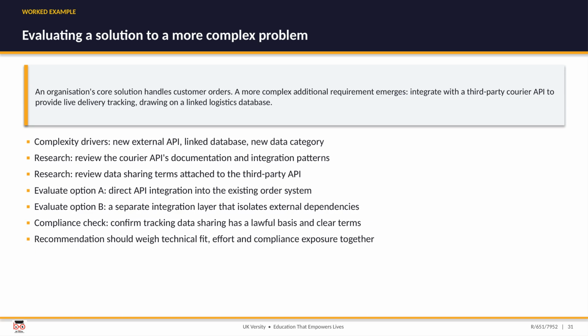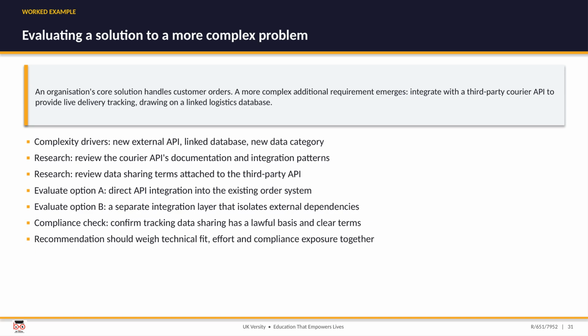Let's work an example through. Suppose an organization's core solution handles customer orders, and a more complex requirement now emerges. Integrate with a third-party courier API to provide live delivery tracking, drawing on a linked logistics database. The complexity drivers here are clear: a new external API, a linked database, and a new category of data. Your research would review the courier API's documentation and integration patterns, and also the data sharing terms attached to it.